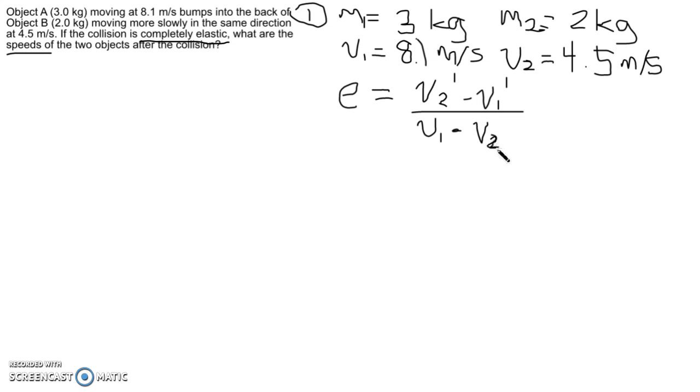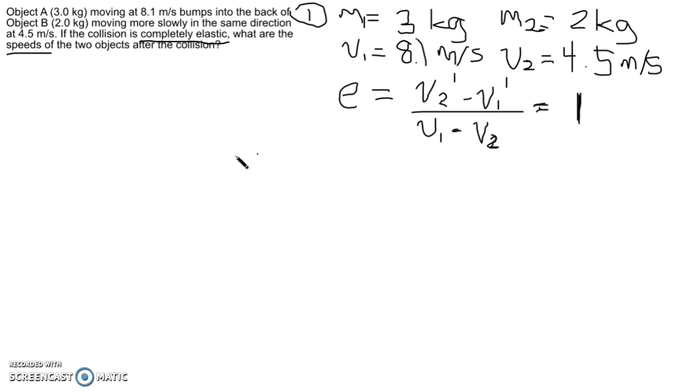It's kind of a mouthful. I would look at the formula itself rather than try to understand the wording, because it's not really that hard. You just switch these, and it's after over before. It's not a big deal. And since it's elastic, this whole thing equals 1. That means there's no change, there's no loss of energy.